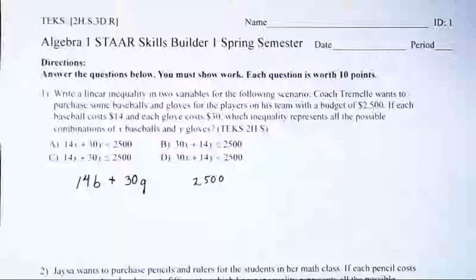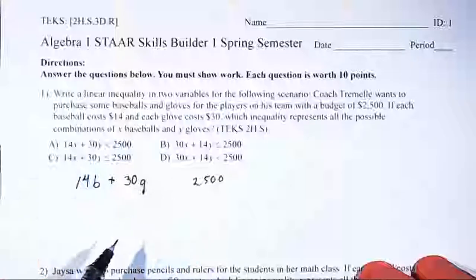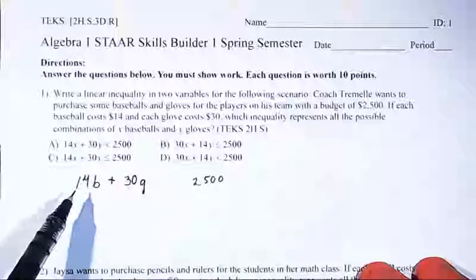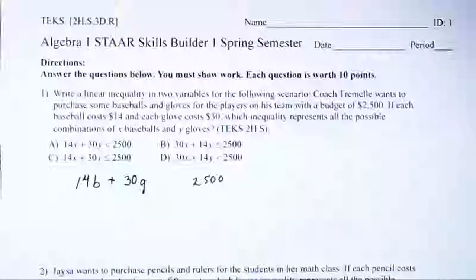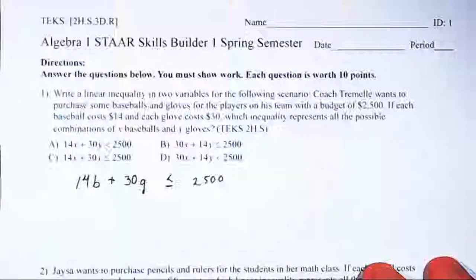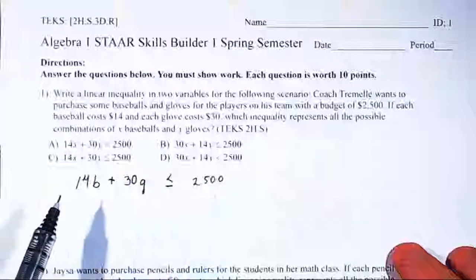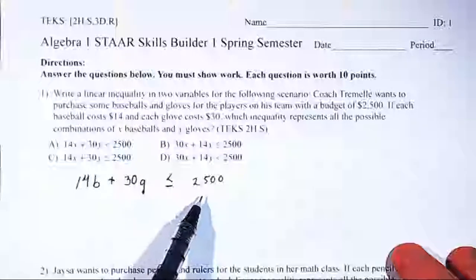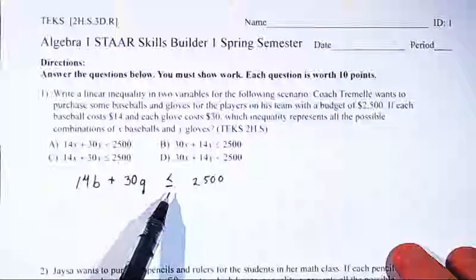Now, we have to choose an inequality symbol that shows us that we can buy any mixture of baseballs and gloves such that the total does not exceed $2,500. So this language, does not exceed, or total budget of, requires the use of the less than or equal to symbol. In other words, when you go shopping at the store, you've got $2,500 in your pocket. You can spend $2,500 total. So that includes the $2,500. That's why we're saying less than or equal to.